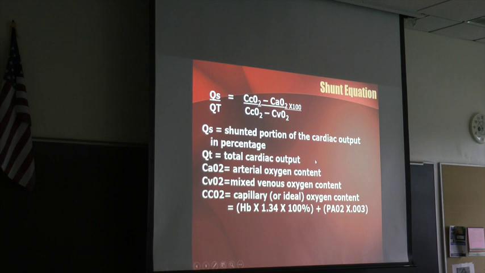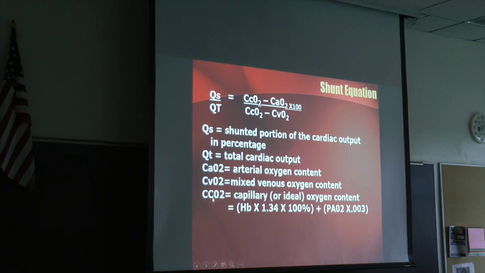All right, so what we have to fill in is the CaO2, the CvO2, and the CcO2. Some of this you recognize. You calculate arterial oxygen content with the same formula: the hemoglobin times 1.34 times the O2 sat, plus the oxygen dissolved in plasma. That part stays the same. You calculate the mixed venous oxygen content with the same formula, you just plug in the values.